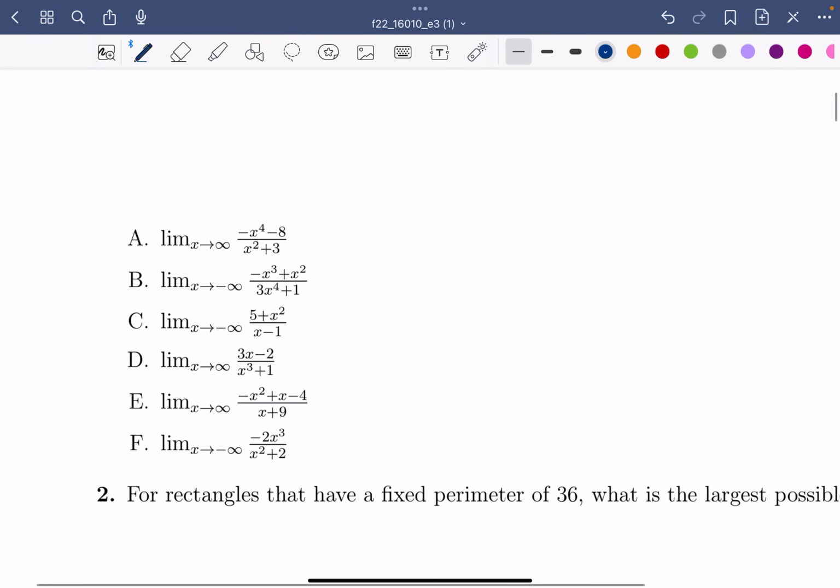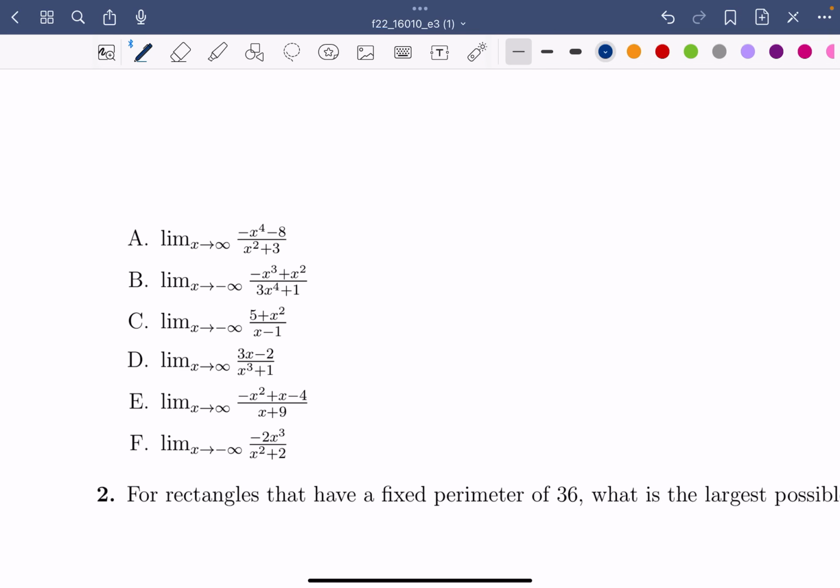Let's start with A. The limit as x approaches infinity of negative x to the fourth minus a over x squared plus 3. With all these limit problems, it's really important to look at the powers of the numerator and denominator. You can pretty much disregard the rest of the terms as long as you only look at the ones with the highest power.